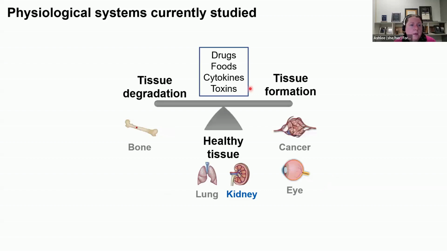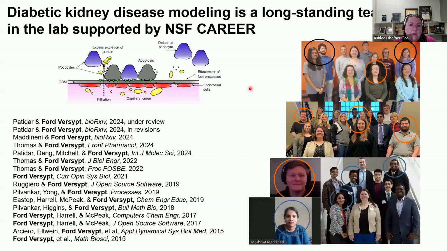The final system I'll talk about is our kidney-related work. This is a long-standing team effort supported in my lab. Minu was the very first graduate student in my lab, and Michelle was the very first undergraduate student in my lab. This has continued to be the subject of multiple students' PhD work, lots of undergraduate researchers, and master's researchers as well. We're interested in damage to the kidneys due to diabetes.